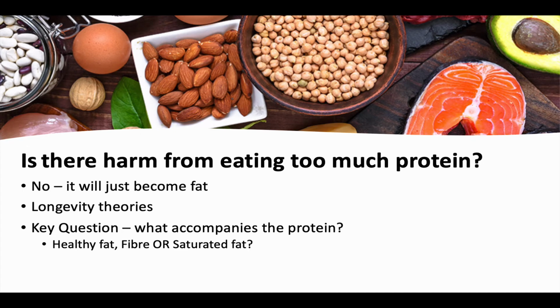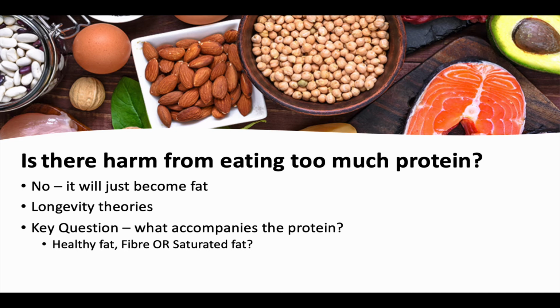Is there harm from eating too much protein? Previously people would say, yes, the kidneys are going to be damaged by too much protein. I just don't think the evidence supports that. And so I don't think there is harm from eating too much protein. Besides, I think it's really hard to eat too much protein. Your brain doesn't want to do that. The extra protein is just going to end up being fat. So, I guess that's the harm of it.